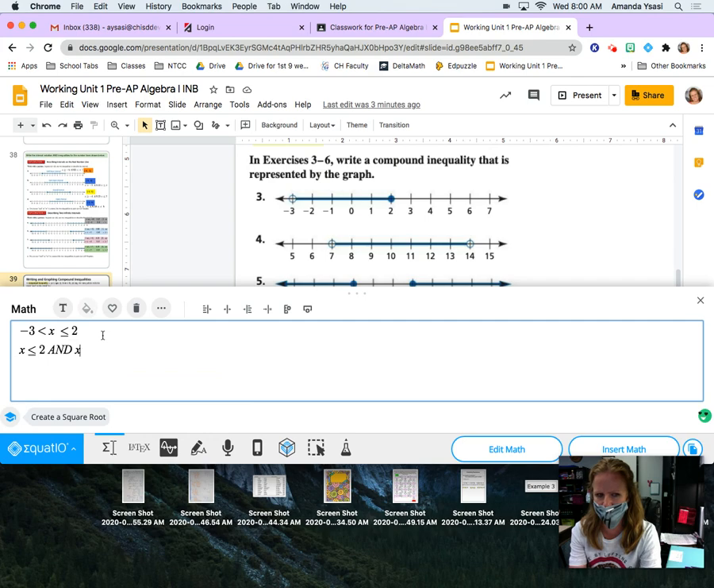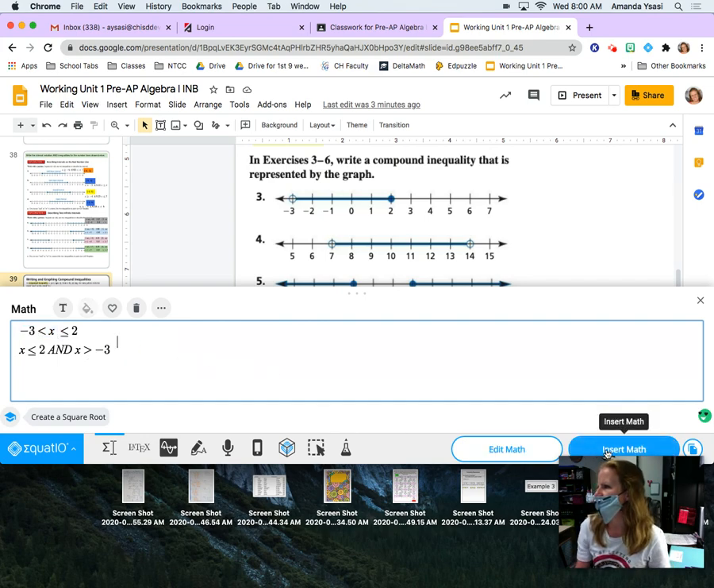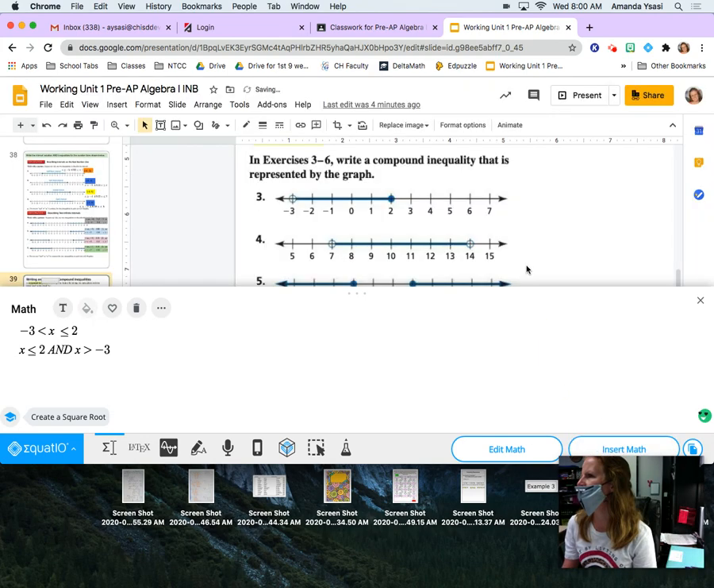What this means is that x is less than or equal to 2, and x is greater than -3. So remember how I taught y'all about flip-flop yesterday? We have this: -3 is less than x. Or if you flip-flop it, x is greater than -3. So we can write them both ways. I just want you to see them both ways on just this example 3. So insert that in.